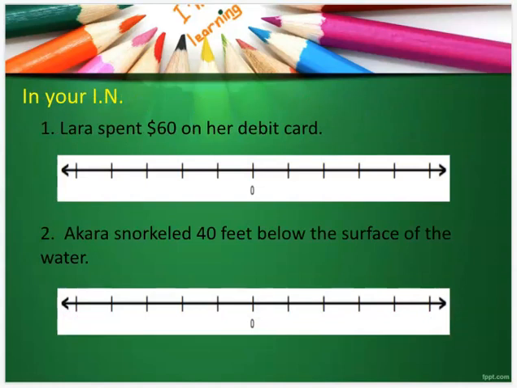We could show Laura spent $60 on her debit card, and Akara snorkeled 40 feet below the surface of the water. Think about how you would do those on a number line.